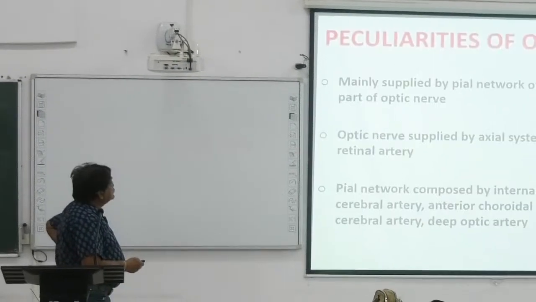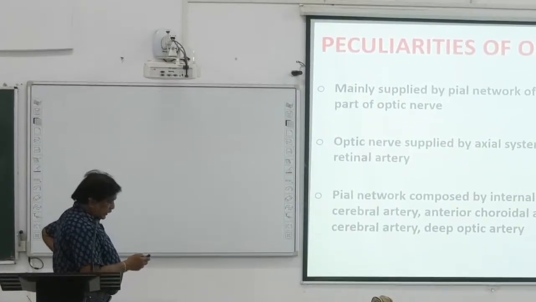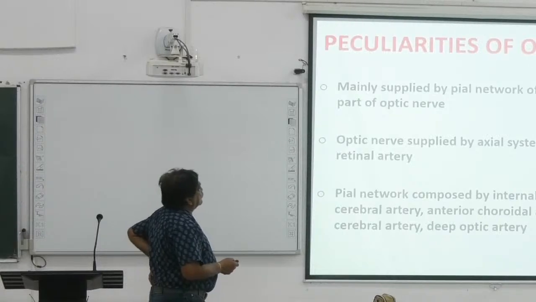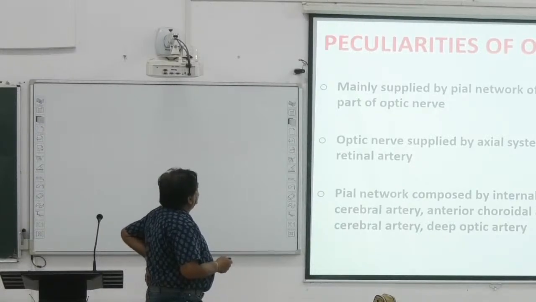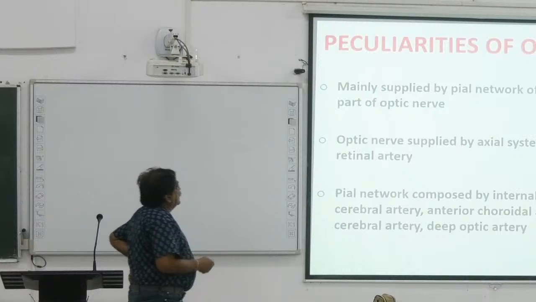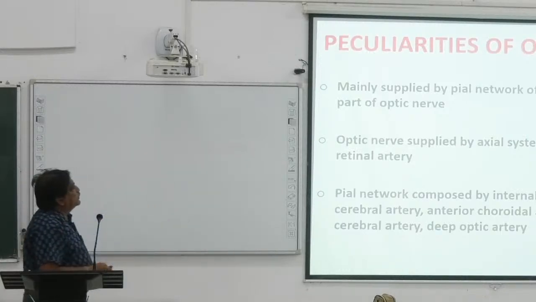Now, peculiarities of the optic nerve: it is mainly supplied by a pial network of vessels except the orbital part of the optic nerve. The optic nerve is supplied by an axial system derived from the central retinal artery. The pial network is composed of the internal carotid artery, middle cerebral artery, anterior cerebral artery, posterior cerebral artery, and deep optic artery. These are the peculiarities of the optic nerve.